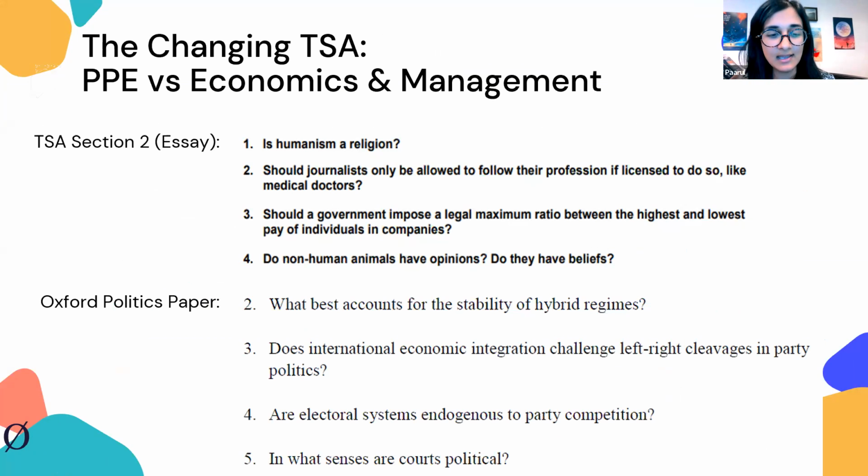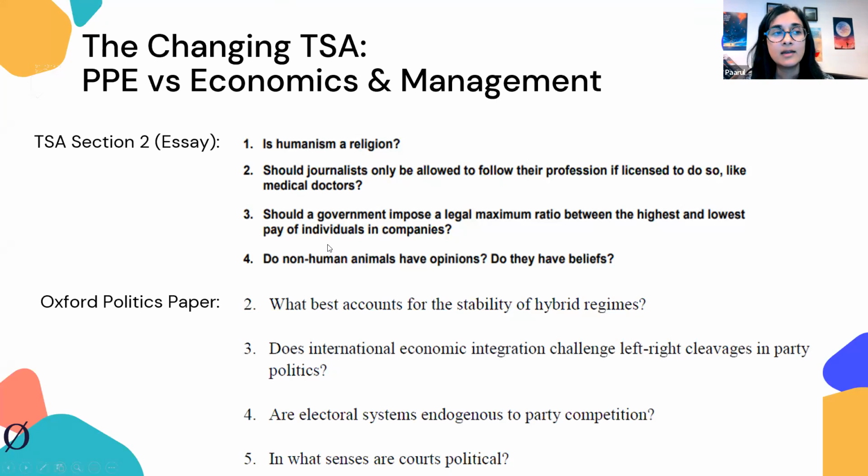So the TSA is an exam, and we're going to go into what that exam consists of in a few minutes. But one of the aspects of it was an essay. At the end, you'd have to write an essay. So here's some typical TSA essays. So is humanism a religion, or do non-human animals have opinions? Do they have beliefs? These are the kind of questions you'd have to answer.